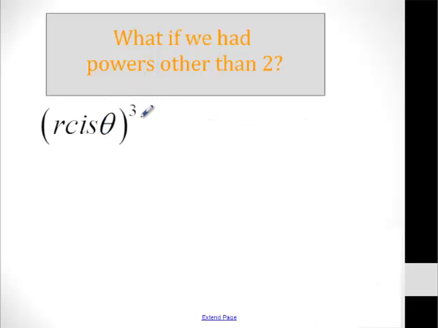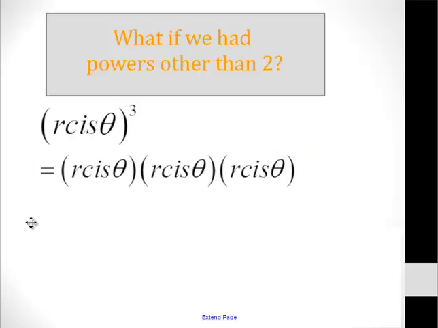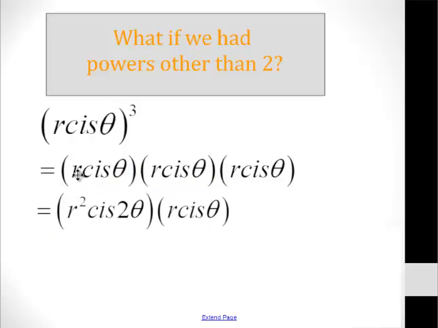Okay, so what if I had a power other than 2? r cis theta to the third power. Well, that's the same as, let me delete these as I go, if I wrote it out 3 times. And we know that I can take the first 2 and multiply them and do exactly what I did earlier, where r times r is r squared, and theta plus theta is 2 theta.